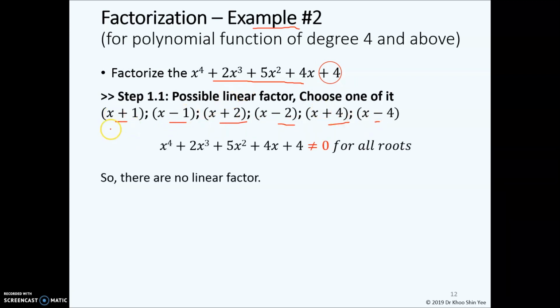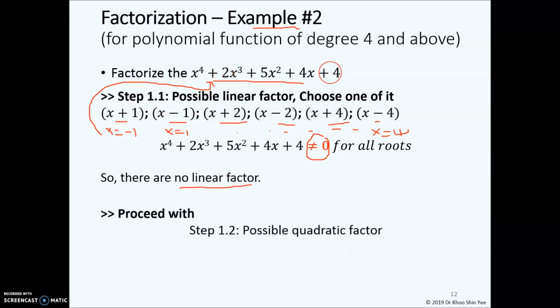So we try the linear factor, the roots 1 and -1, and substitute inside this function. We get a result not equal to 0. Then you continue with x equal to 1, you substitute, and you get not equal to 0. You continue until the last root, and you still get not equal to 0. This means that there is no linear factor in this case. So you have to proceed with the quadratic factor.